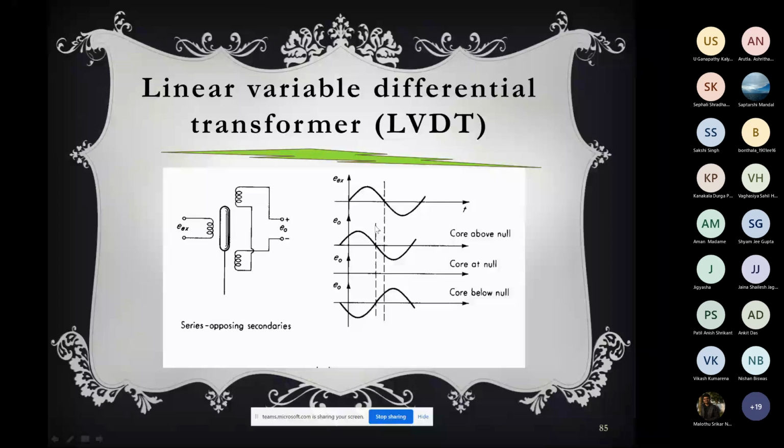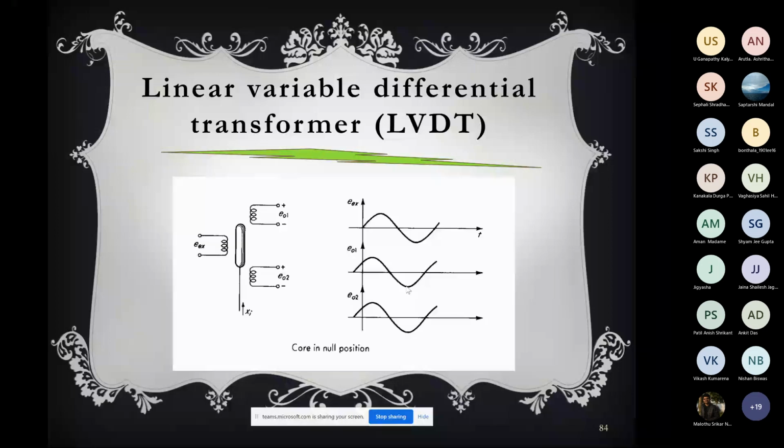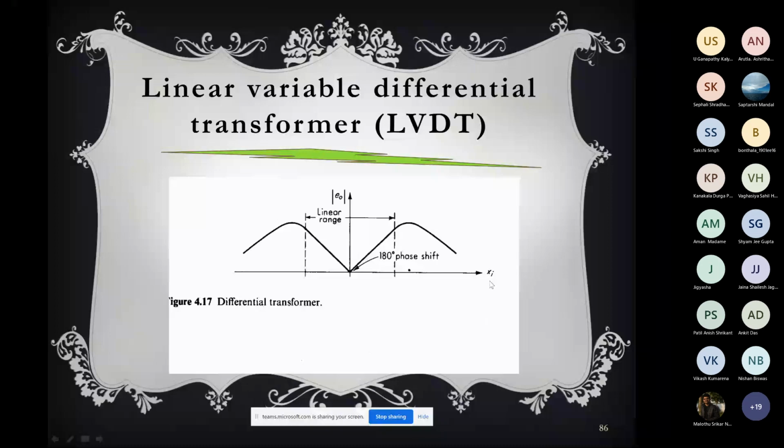So here this is one. xi, that means the input displacement, versus E0, how will you get it? Suppose xi is positive: the more the xi, the more the E0, and you see the phase difference. The phase difference at 0 will be 180 degrees, and in this region it will act as a linear range. So you can use it to measure xi up to this region, where the output E0 magnitude will be linearly proportional to the displacement xi.